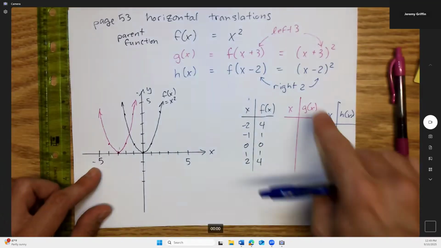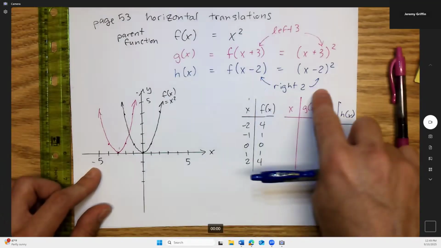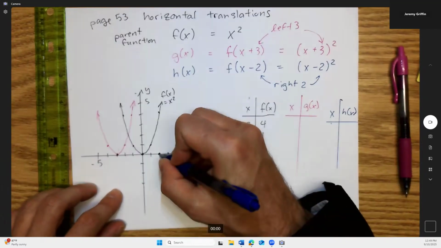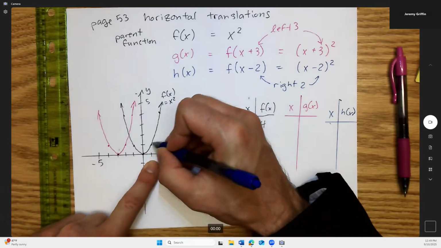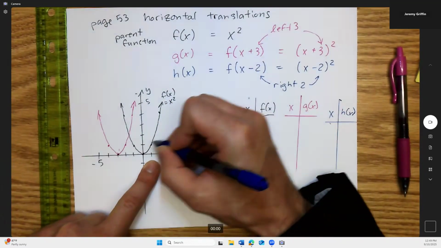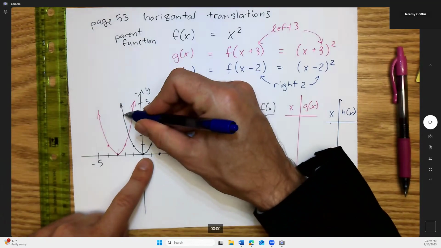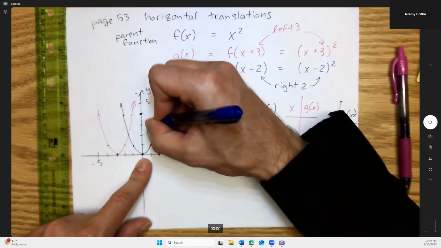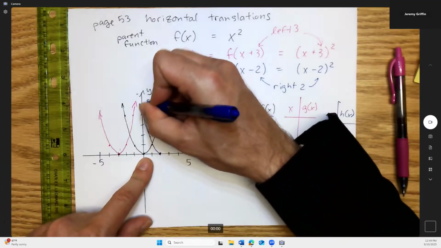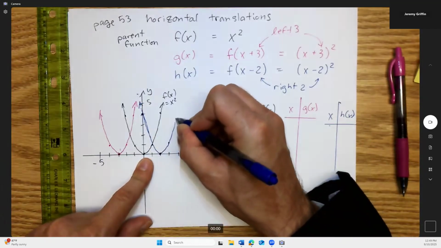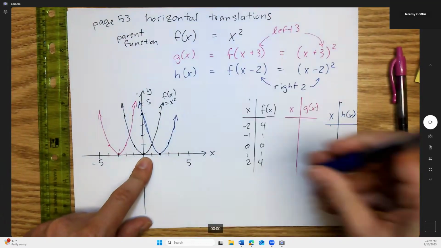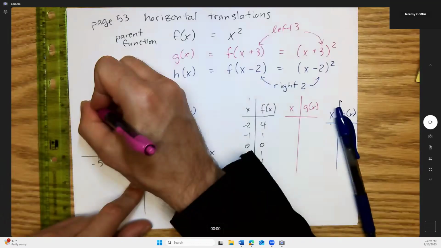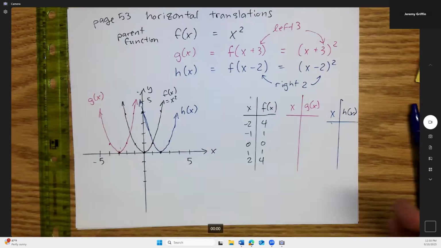And then for this blue, I said -2 means go to the right 2. So take the parent function and shift it to the right 2. So 0, 2 right here. Then this point to the right 2, this point to the right 2, this point to the right 2. Interesting, it lands on the y-axis. That looks like a vertical intercept, the y-axis intercept. So I think h of x is going to be that blue curve right there, and g of x should be this pink curve, or at least I'm claiming that's true.